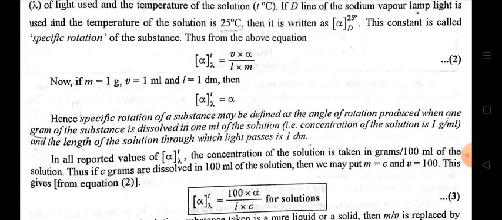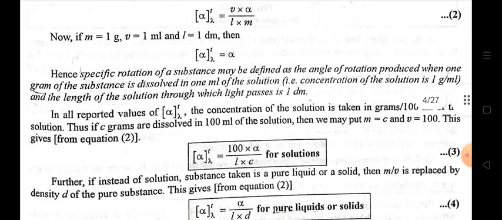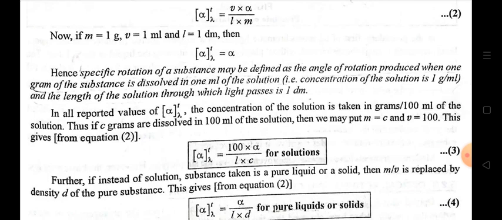In all reported values of alpha T lambda, the concentration of the solution is taken in gram per 100 ml of the solution. Thus, if C gram is dissolved in 100 ml of the solution, then we may put m is equal to C and V is equal to 100. This gives, from equation 2, alpha T lambda is equal to 100 into alpha upon L into C for solution.